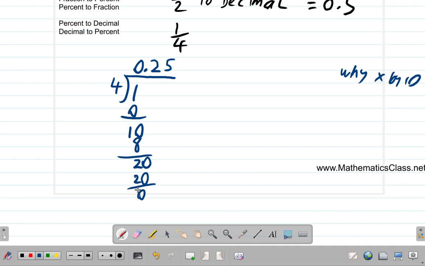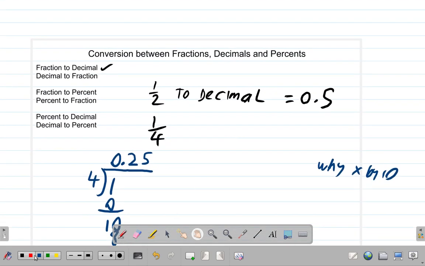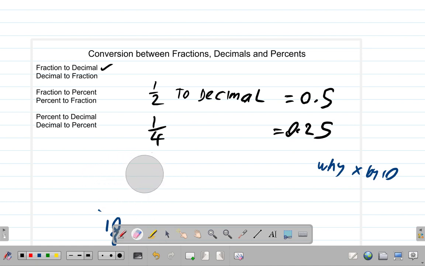All right, that is it, you know. It's 0.25. So you see that? So a quarter to decimal equals 0.25. You see? If you do one more, let's see how you go.